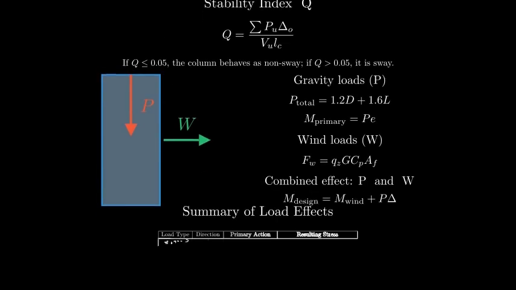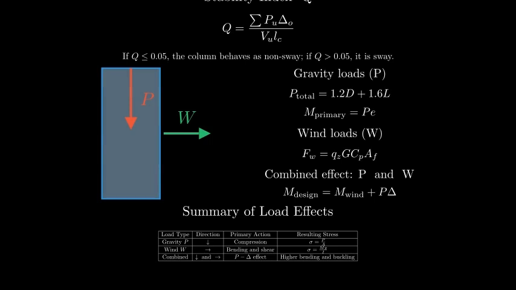In closing, remember that gravity loads supply the crushing axial force, and wind feeds the sideways drift. And the code uses the P-delta and delta sub S multipliers to keep sway columns safe.